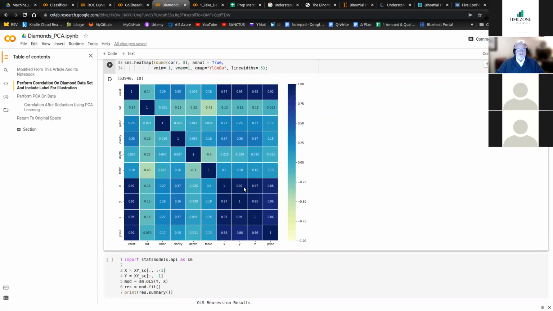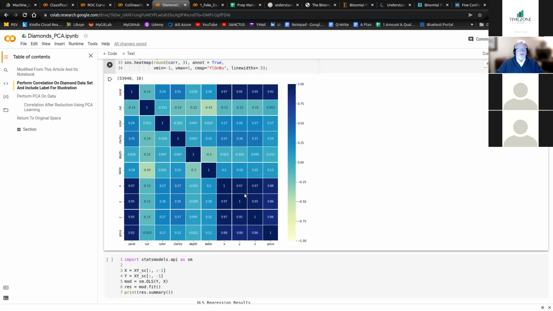Now, look at all this collinearity. Well, how do you know you're seeing collinearity? When you see these very high values right next to the diagonals, or anywhere actually, that means X is heavily correlated to carat. X, Y, and Z are heavily correlated to carat. That's what that means. And you can see over here that X, Y, and Z are highly correlated to each other.